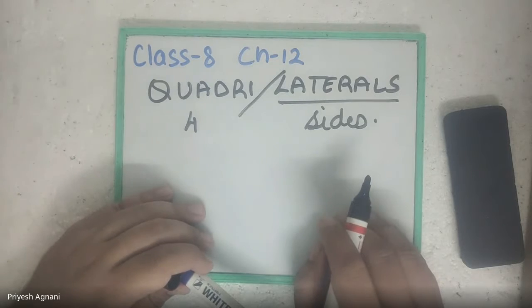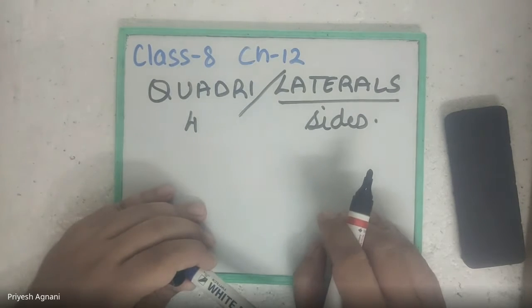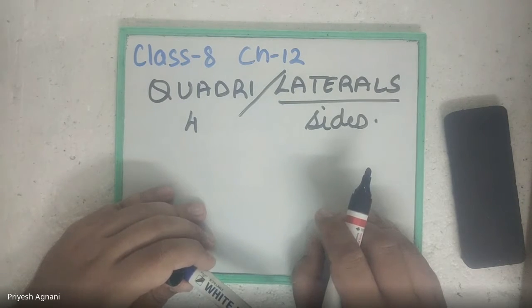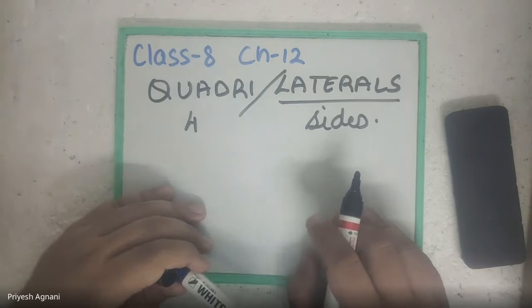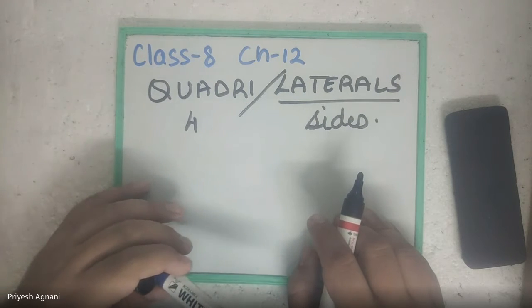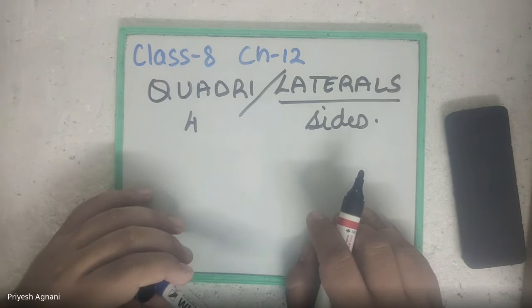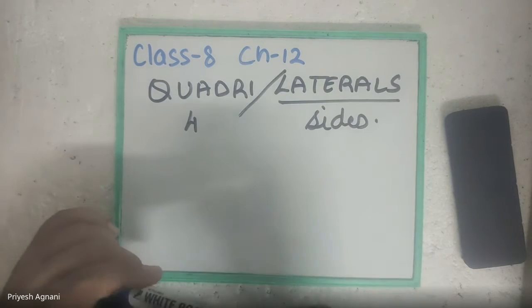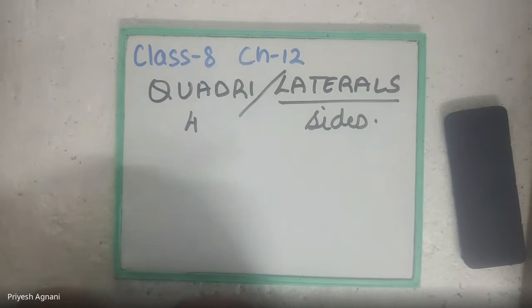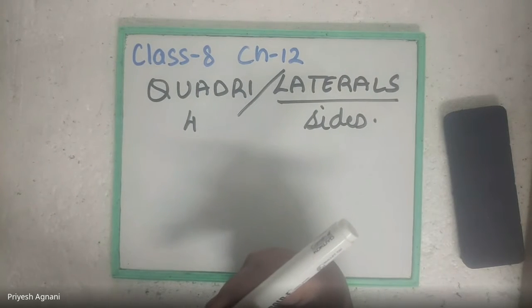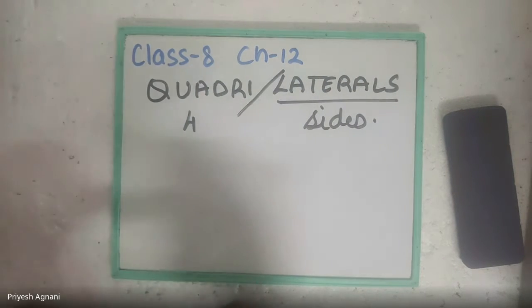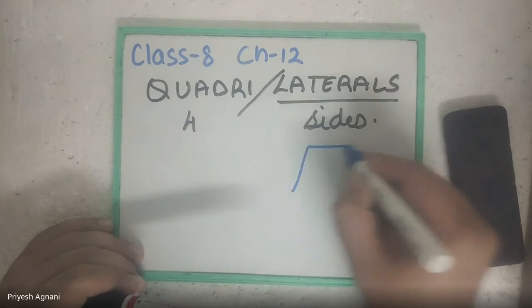We are pretty clear with this concept that quadrilaterals means quadri means four and lateral means side. Okay? Come down to page number 263 where a definition is given. A quadrilateral is a closed four-sided plane figure. Okay? And there, let me draw a quadrilateral. It is like this.